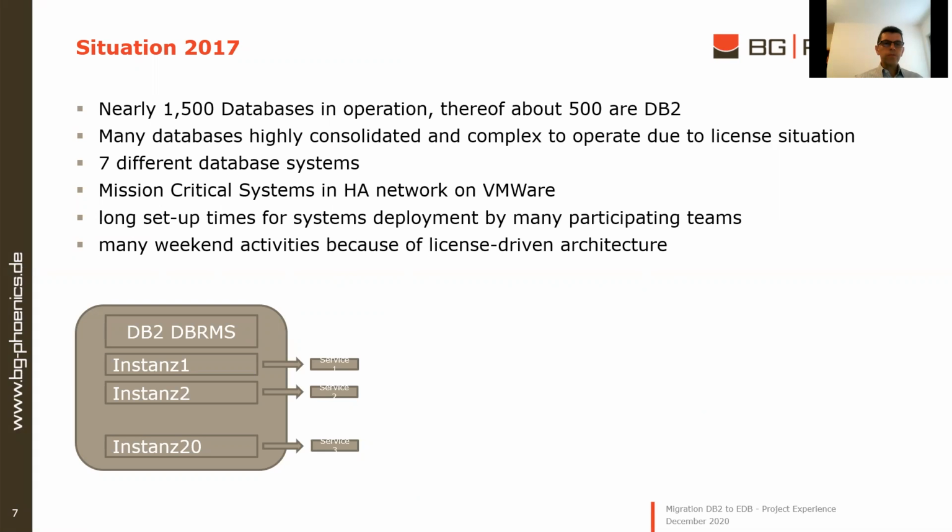The situation. We started in 2017. We had nearly 1,500 databases in operation, thereof about 500 are DB2. Many databases are highly consolidated and complex to operate due to the license situation that we had. You can see the picture here. We have on one VM up to 20 databases, and it makes it very complex to get downtimes and to get patches in.